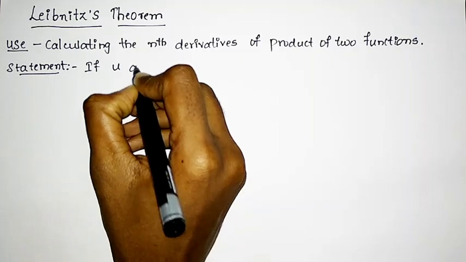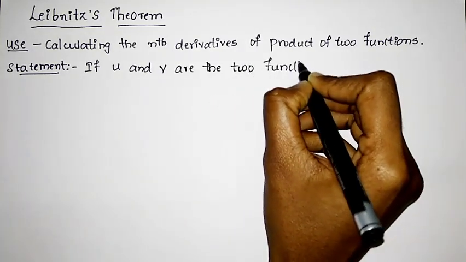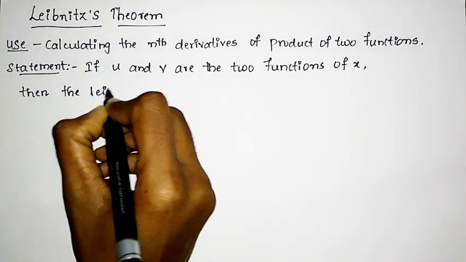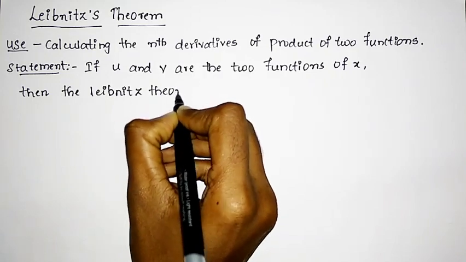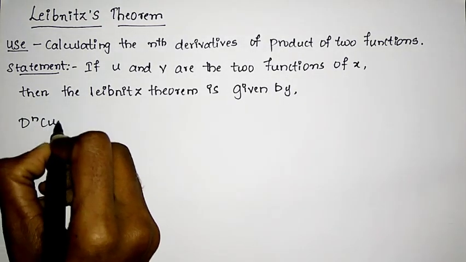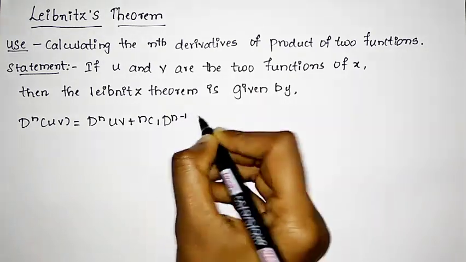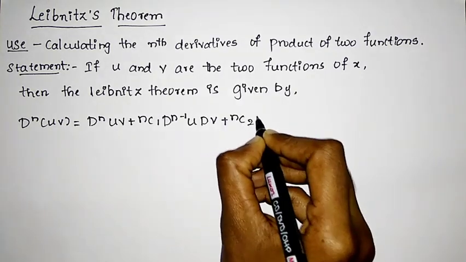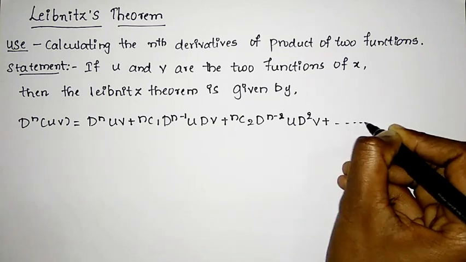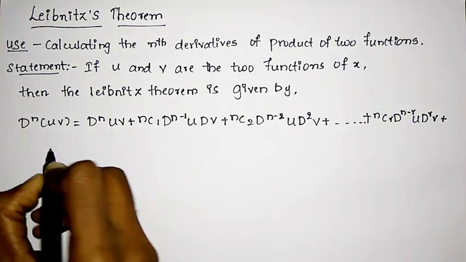If u and v are two functions of x, then the Leibniz theorem is given in the form: d raised to n of uv is equal to d raised to n of u into v plus nc1 d raised to n minus 1 of u into dv plus nc2 d raised to n minus 2 of u into the second derivative, that is d square v, plus ncr d raised to n minus r of u into d raised to r of v, up to the nth term.